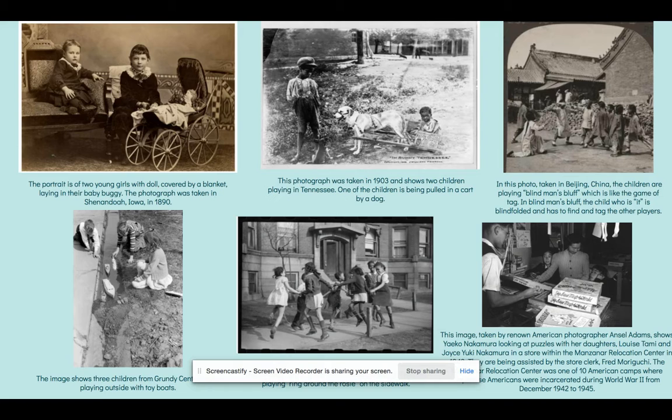All right, let's talk about the pictures. We'll start on the left side. This is a portrait, or a picture, of two young girls with a doll that is covered by a blanket laying in their baby buggy. This photograph was taken in Shenandoah, Iowa in 1890.